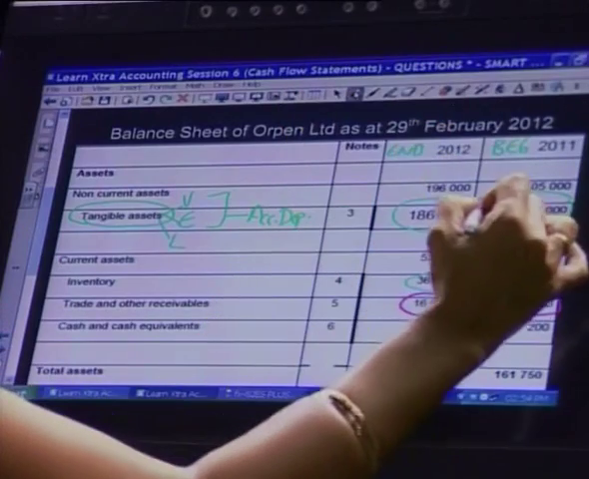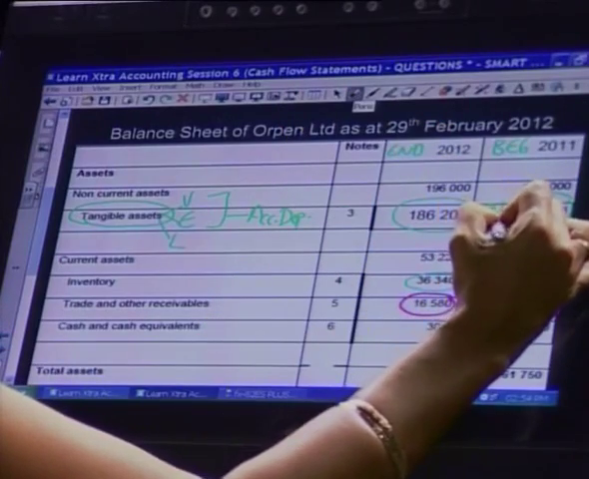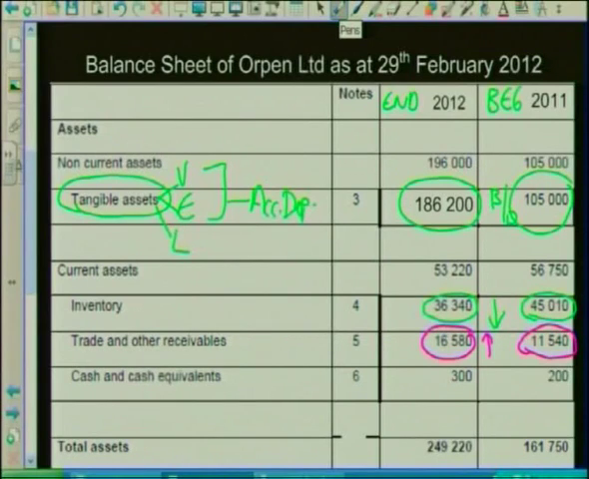So again, guys, this 105,000, a reminder, represents my balance at the beginning of the year. And remember, beginning of the year is always brought down, balance brought down. At the end of the year, my tangible assets, 186,200. Okay, that's obviously at the end of the year, and end of the year is normally seen as carried down. So let's now go back to your answer sheet.